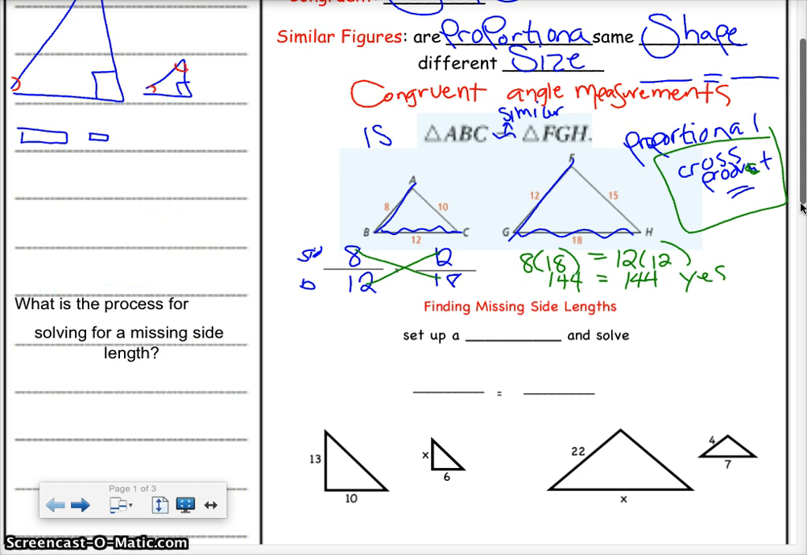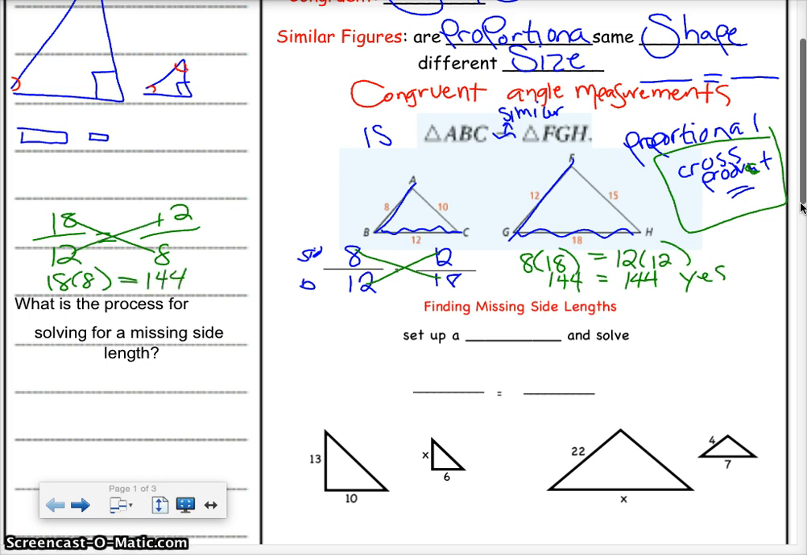I could have went 18 is to 12. So I went big is to small as, now I should have big to small. I'll say 12 is to 8. 18 times 8, it's the same cross product, equals 12 times 12, 144.